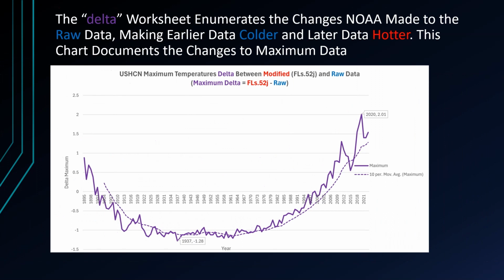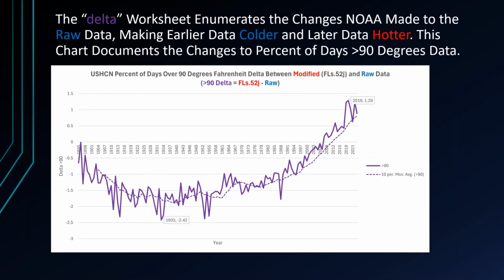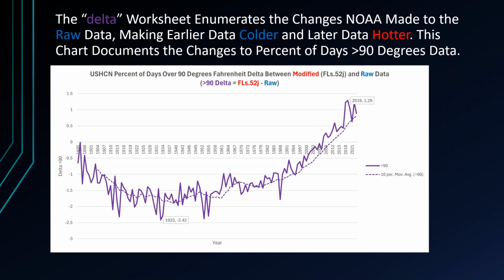The Delta worksheet lists the adjustments NOAA applied to the raw data, which involve cooling the earlier data and warming the later data. This chart displays the alterations to the maximum data figures. This chart resembles the previous one, but it details the NOAA's changes to the percentage of days exceeding 90 degrees.